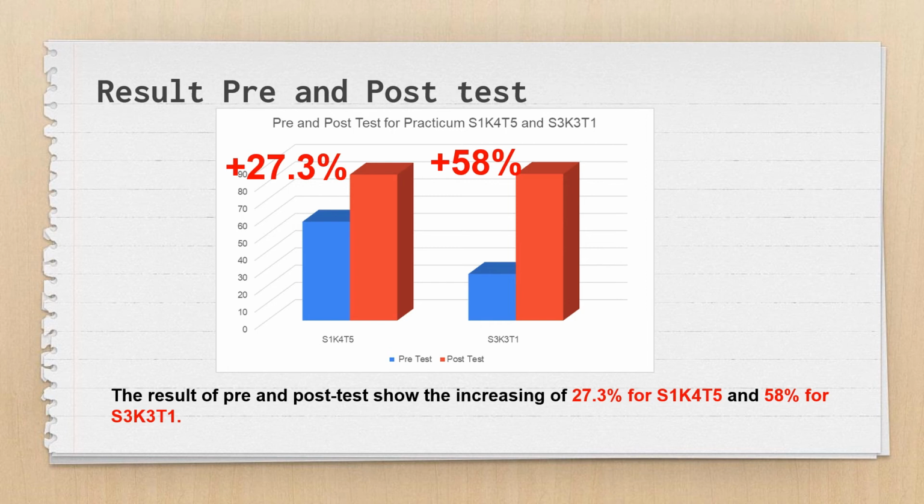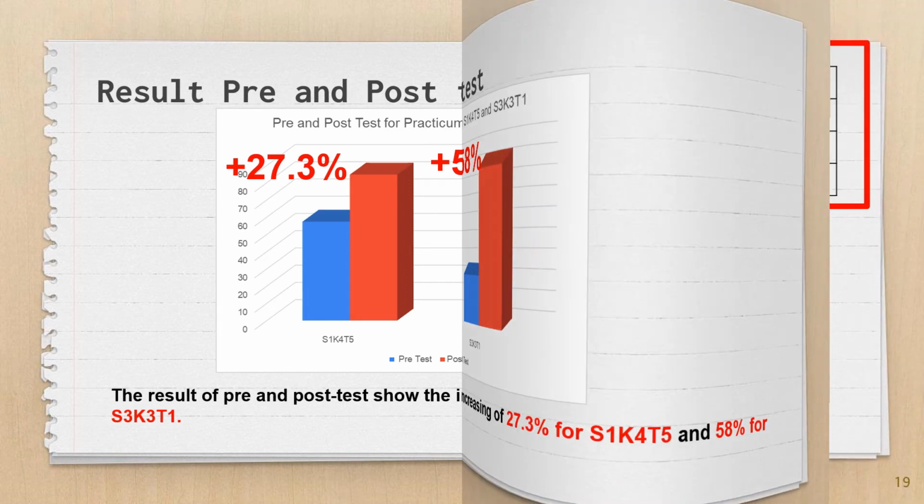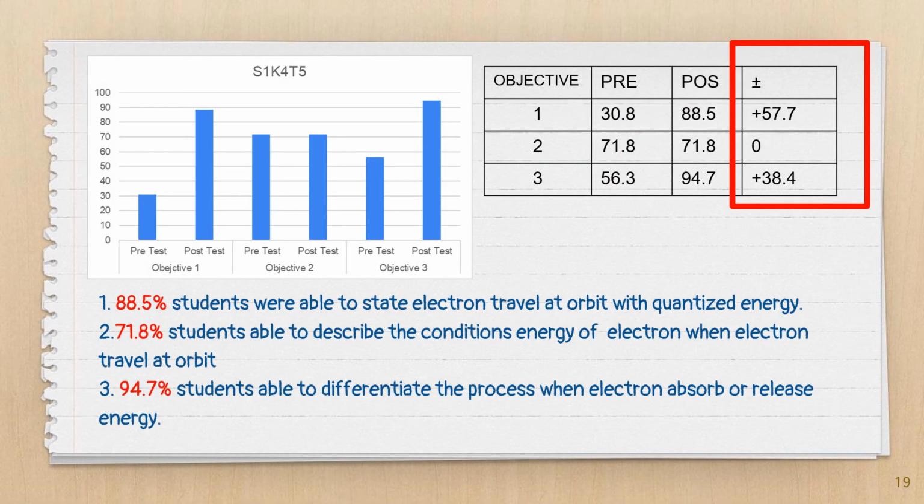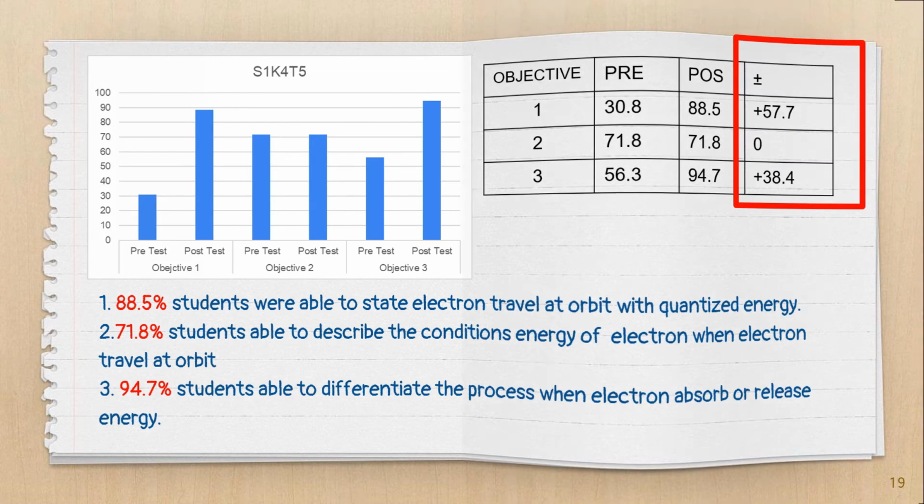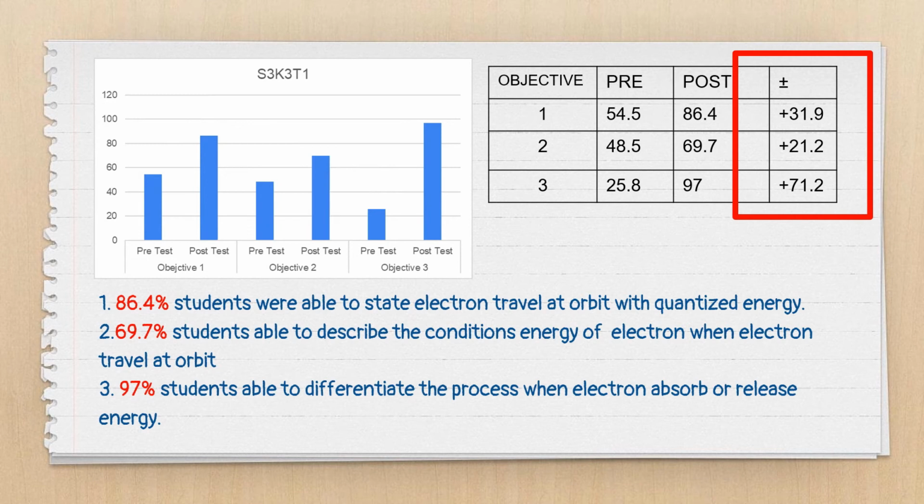The pre-test and post-test results show an increase of 27.3% for practicum S1 K4 T5 and 58% for S3 K3 T1. For practicum S1 K4 T5, the pre-test and post-test for objectives 1 and 3 show an increase, except objective 2. For practicum S3 K3 T1, the pre-test and post-test for objectives 1, 2, and 3 all show an increase.